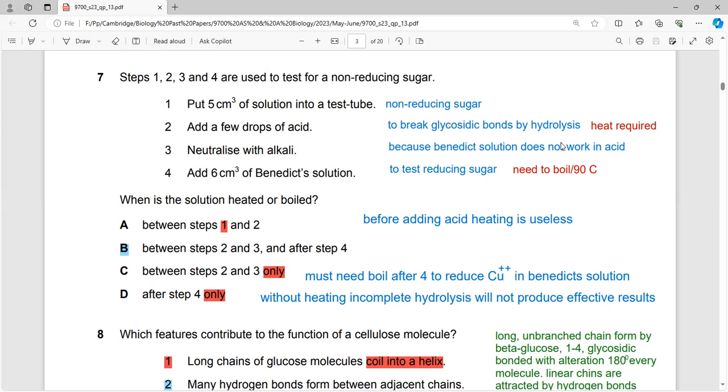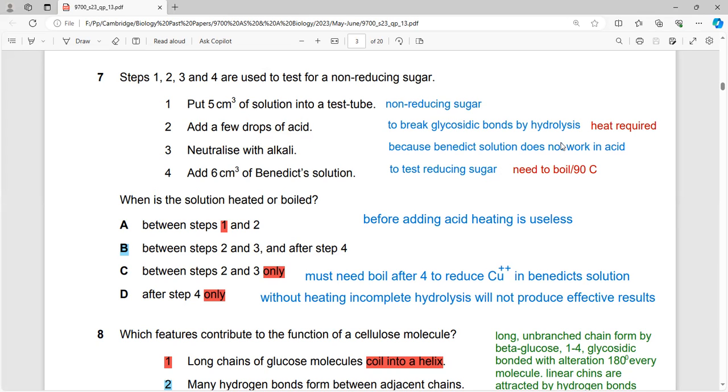So option number 1, A, is wrong. Why? Because it says we need to heat it between 1 and 2. Before adding the acid, heating is useless. No need to heat that. What about heating between 2 and 3? That is for hydrolysis, and after 4, so B is our correct option.